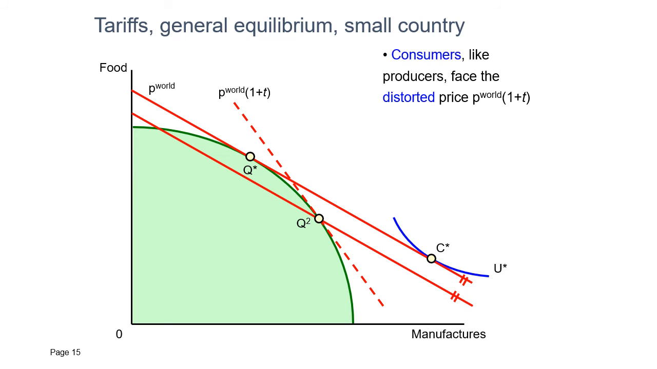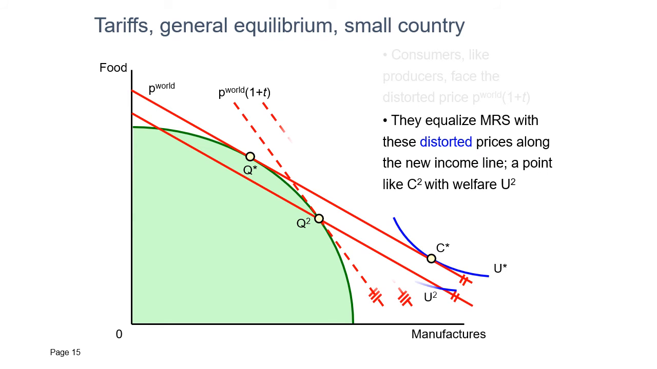So unfortunately, consumers face the same issues as producers. They also face the distorted price of P world times 1 plus 10. So how do they find their point of equilibrium or equalization? They need to find it where the marginal rate of substitution is equal to the distorted world price they face now. That can occur at a place like C2. It's not necessarily C2, it's just the point we use because it's easier to show a certain type of analysis.